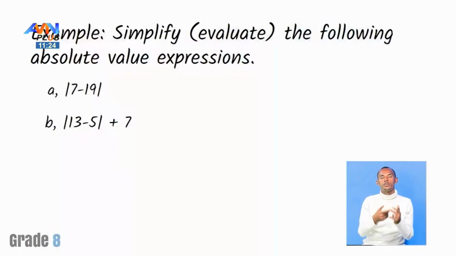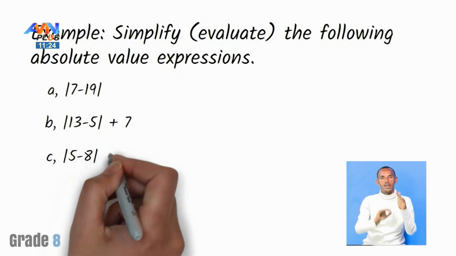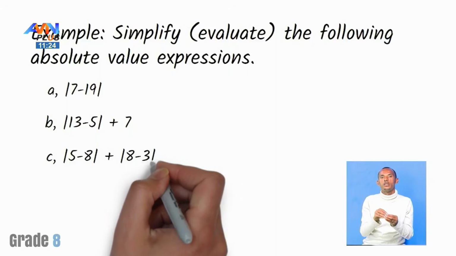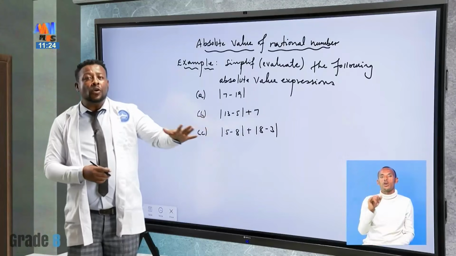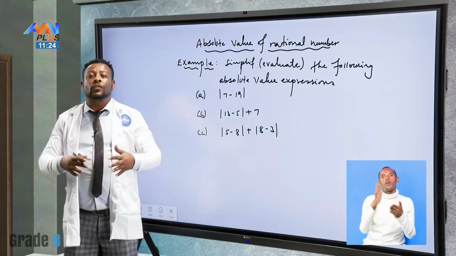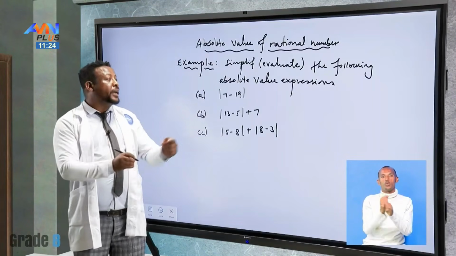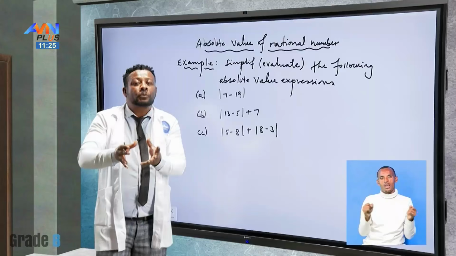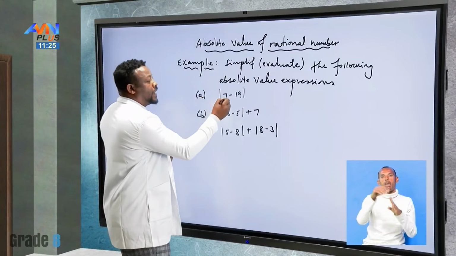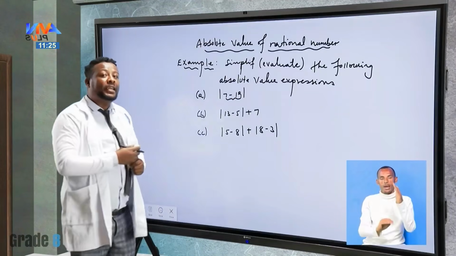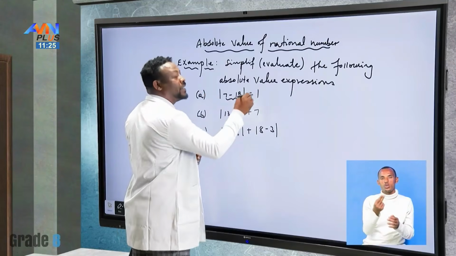And the third one is the absolute value of 5 minus 8 plus the absolute value of 8 minus 3. Okay, so if you are asked to evaluate this kind of absolute value expression, the first thing that you need to do is simplify the expressions found inside the absolute value. So, in case A, 7 minus 19 is clearly negative 12. So you need to put that inside the absolute value.